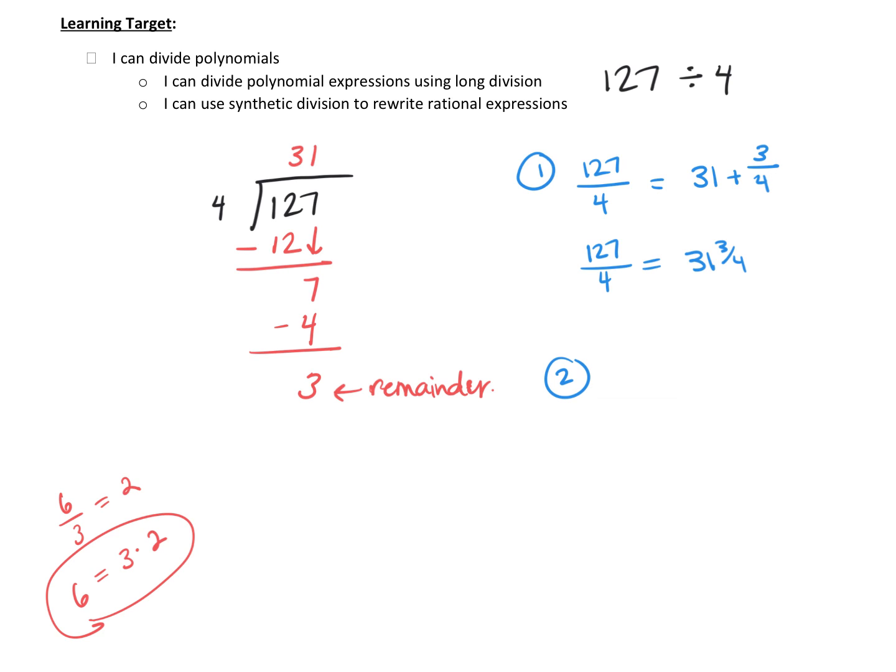All right, so kind of following that idea, we can say our second way of writing our answer is 127 is equal to 31 times 4, and then plus our remainder of 3. And if you check, 31 times 4 is 124, plus that 3 is 127. So we can represent our answer two different ways. All right, so let's take a look at our first example and see what long division looks like with polynomials.